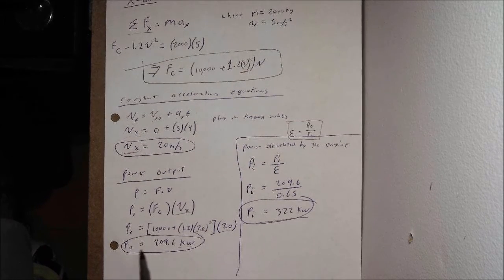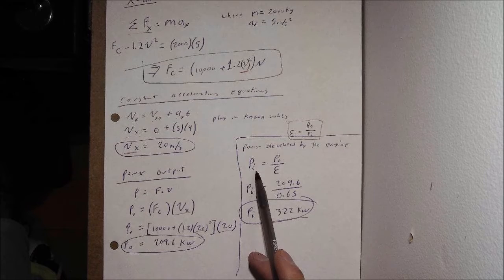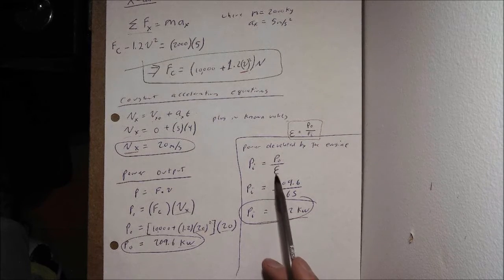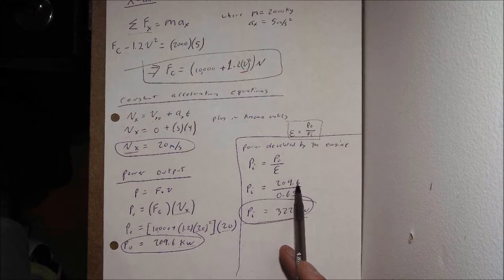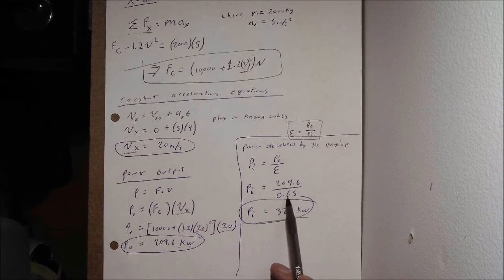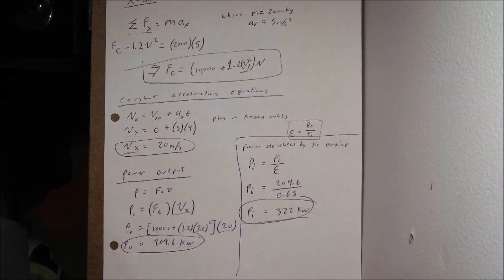So we can take this value now for our power output, go back up to our efficiency relationship rearranged, and we see that our power input is equal to our power output divided by efficiency. So our power input is equal to 209.6 divided by 0.65, our efficiency. Therefore, that gives us our power input is equal to 322 kilowatts.